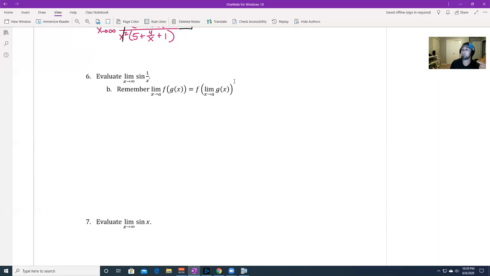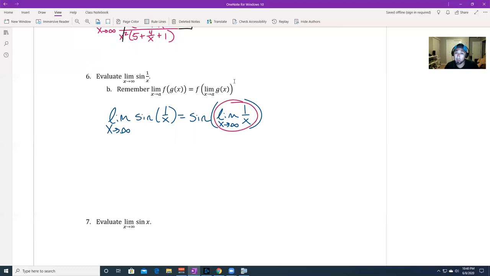So number 6 happens to be fairly easy. We say, I'll rewrite it. So the limit as x approaches infinity of the sine of 1 over x is the same as sine of the limit as x approaches infinity of 1 over x. Now, does this look familiar? Is this a limit property we just learned above? And that answer is yes. The limit as x approaches infinity of 1 over x is headed towards what number? 0. So this becomes the sine of 0, which just happens to be 0. That's it.